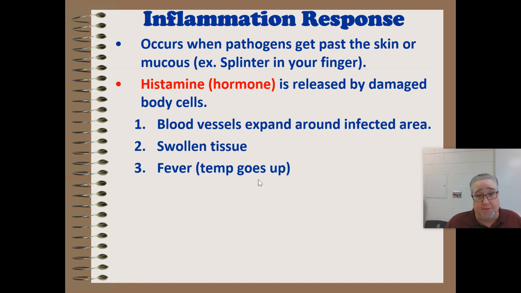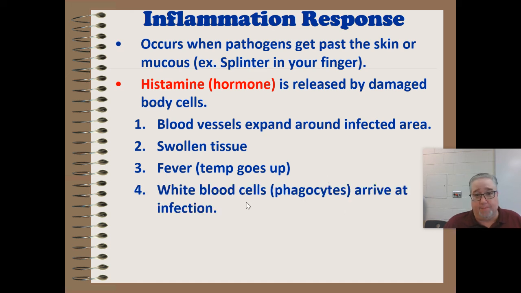The fever, the temperature will go up, most likely. Sometimes it'll go up just in the infected area. For example, where the infection is, let's say in your finger, that part of your body temperature might be up a little bit higher than the rest of your body. If the infection is too great and it spreads to the rest of your body, then the entire body temperature will go up. But usually, the fever, the temperature will go up, if not in the infected area, possibly in the entire body. Your white blood cells, the phagocytes, will arrive at the infection.